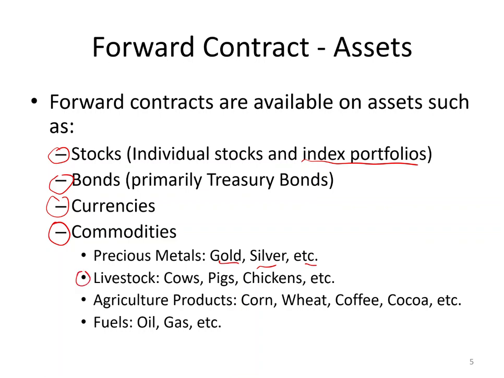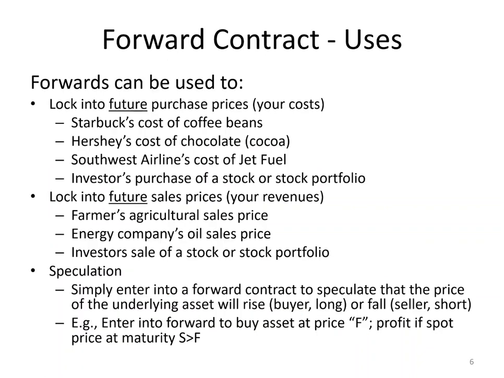You could have contracts to buy or sell cows or pigs or chickens. You can have contracts on other agricultural products like corn or wheat or coffee or cocoa. And also you can have forward contracts or futures contracts on fuels like oil and gas. So these are useful contracts to buy or sell assets in the future. So what are their uses?